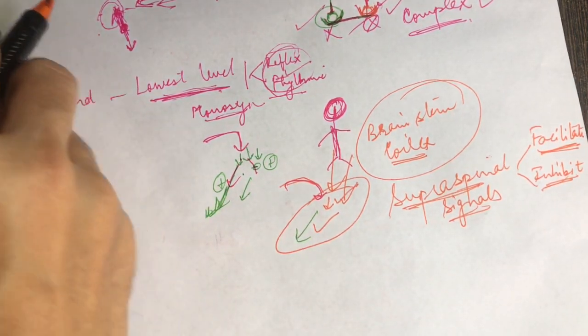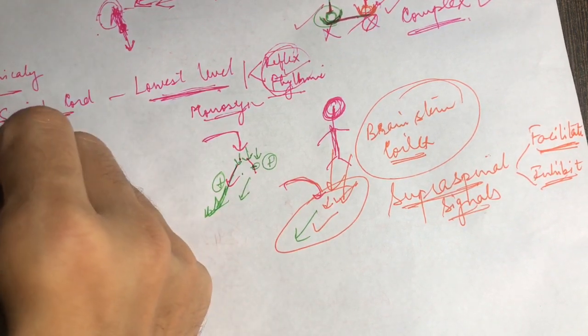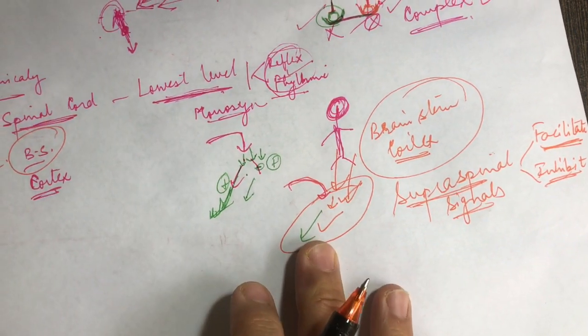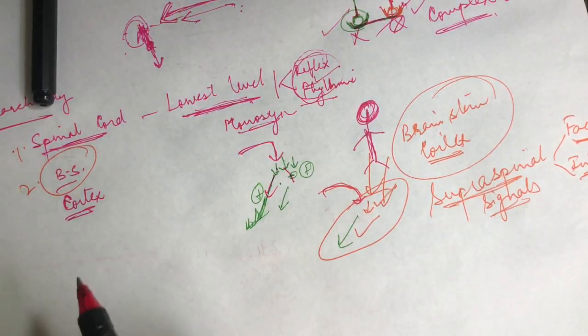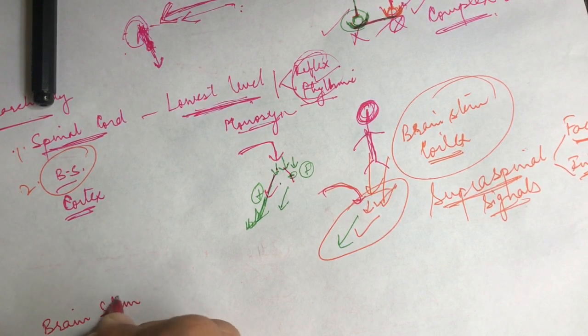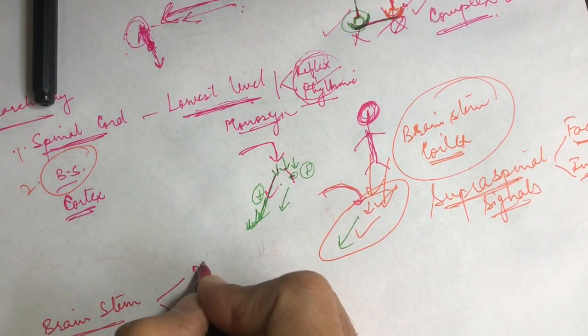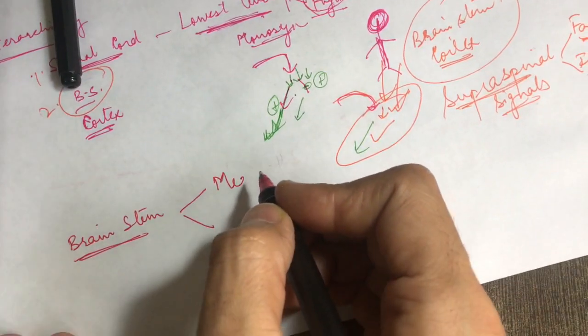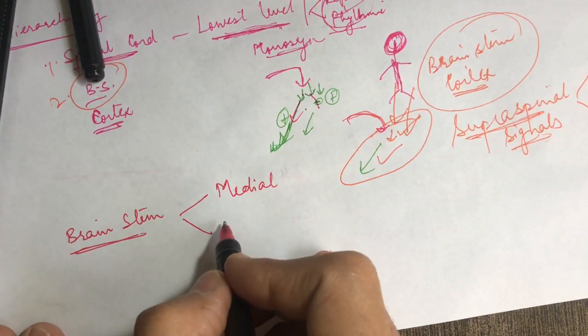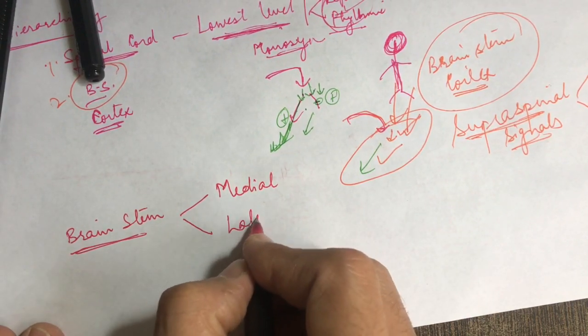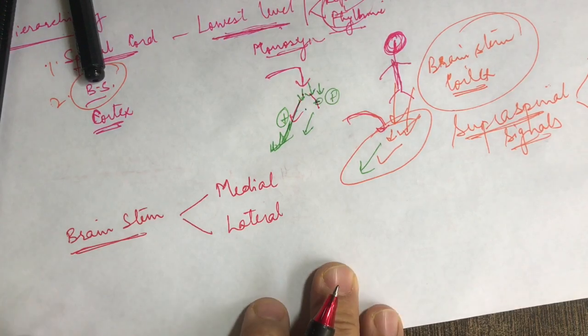Now coming to the second part, that is the brainstem. The second level is the brainstem, the intermediate level. The brainstem has two systems. Broadly we can say there are two systems for the brainstem: one is the medial and the second one is lateral. The medial and lateral pathways come from the brainstem.